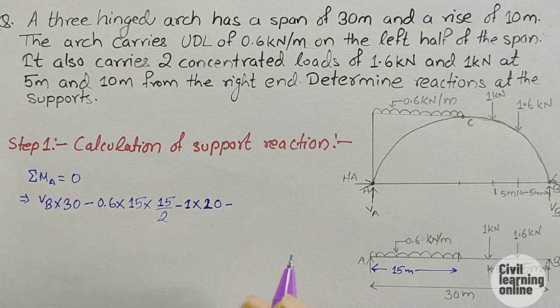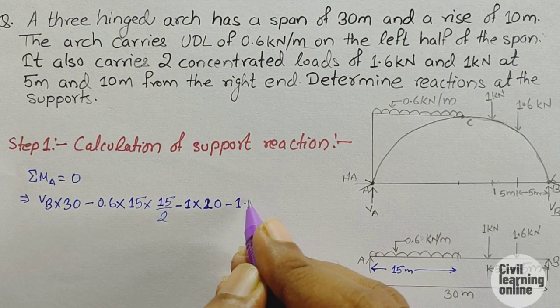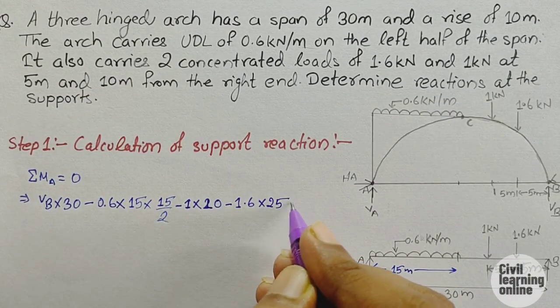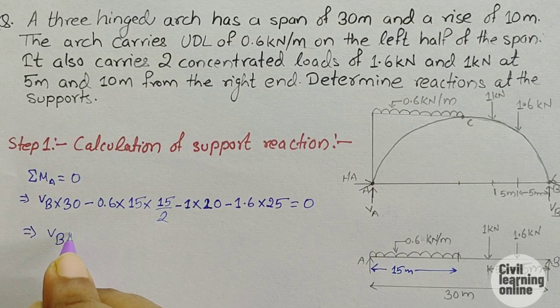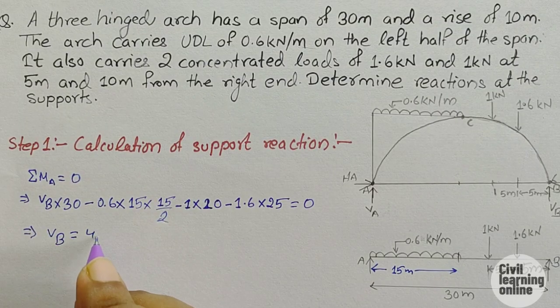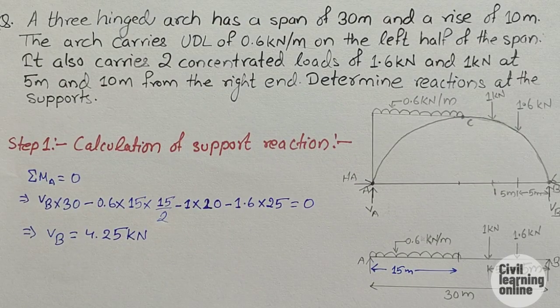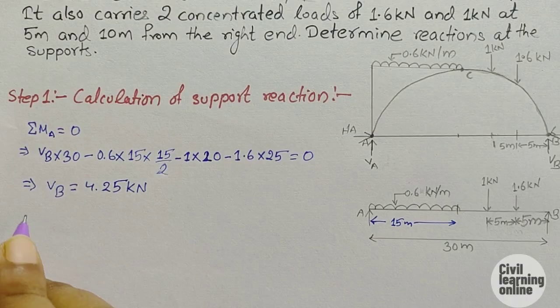the loads are acting in clockwise direction, so all the loads will be negative, minus 6 into 25 equals to 0. And on solving this, we will get the value of VB equals to 4.25 kilonewton.